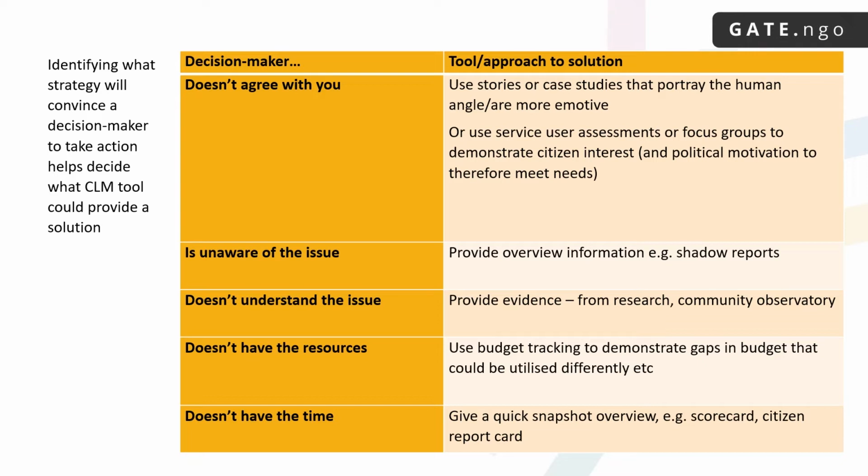If they don't have the resources, you can use budget tracking to demonstrate the gaps in the budget. And this might be the information that they need to advocate internally to get the resources. If you can show impact from additional budget, that might be enough to support them to make the change. If the barrier is that they don't have time, you can give them a quick snapshot overview, something which is impactful that communicates things quickly, like a scorecard or a citizen report card, to get your message across in the minimal time needed.